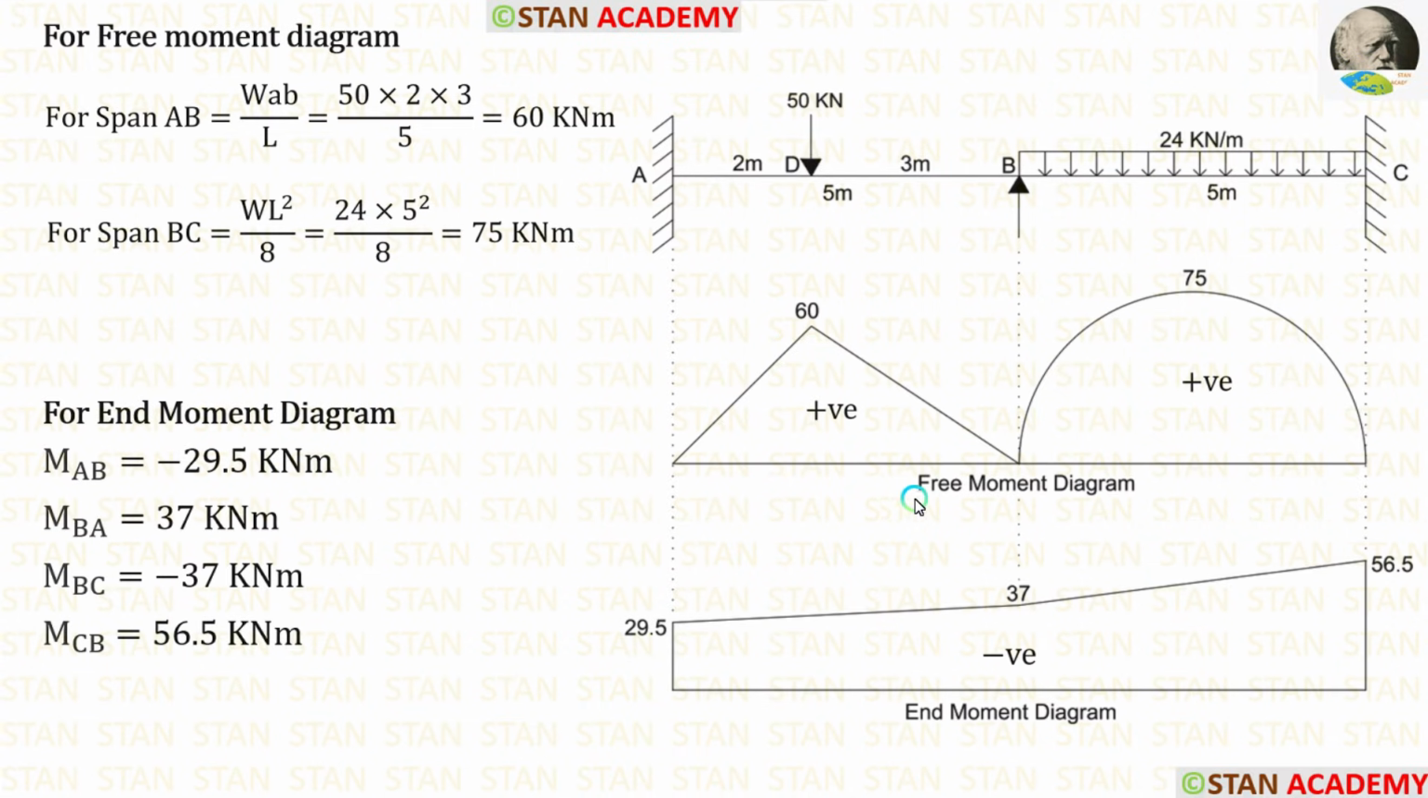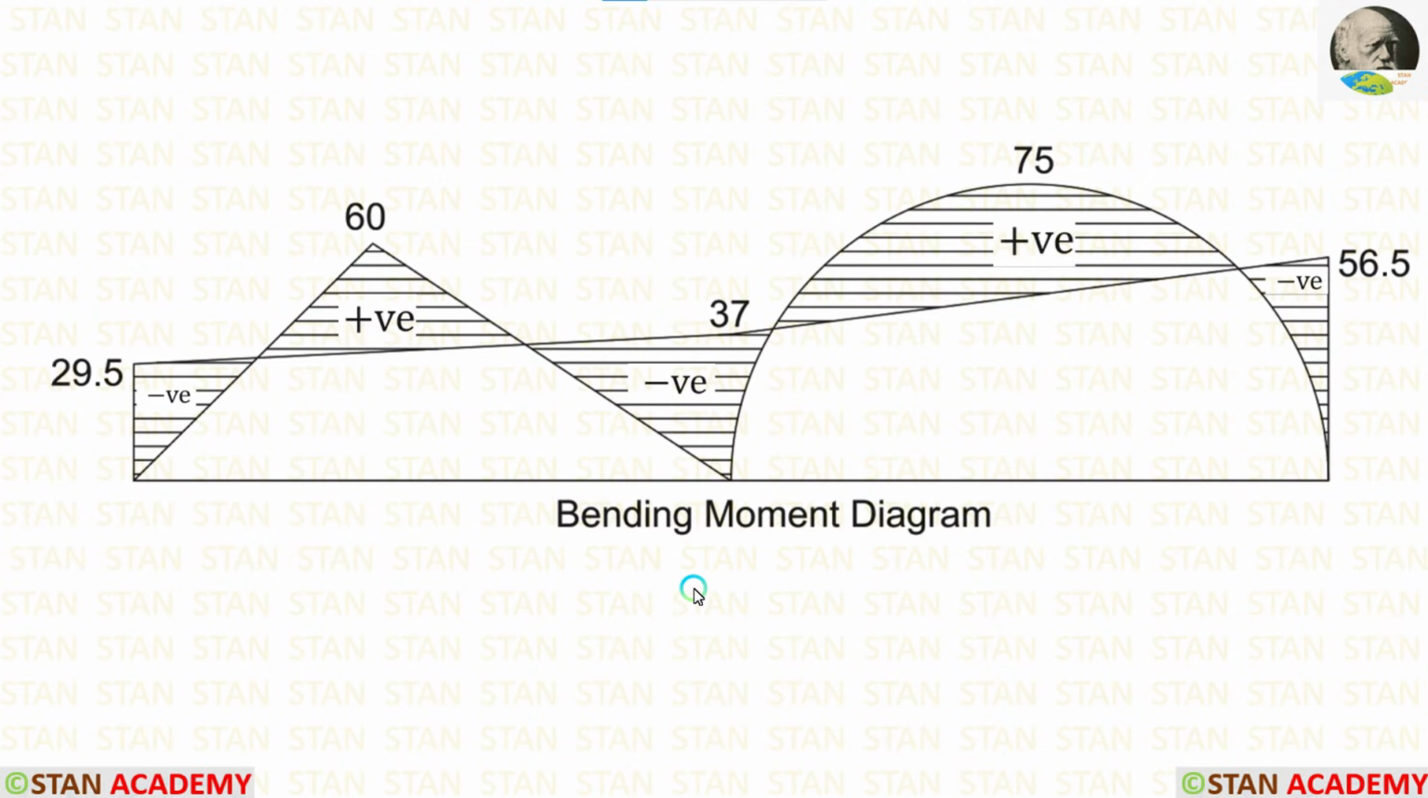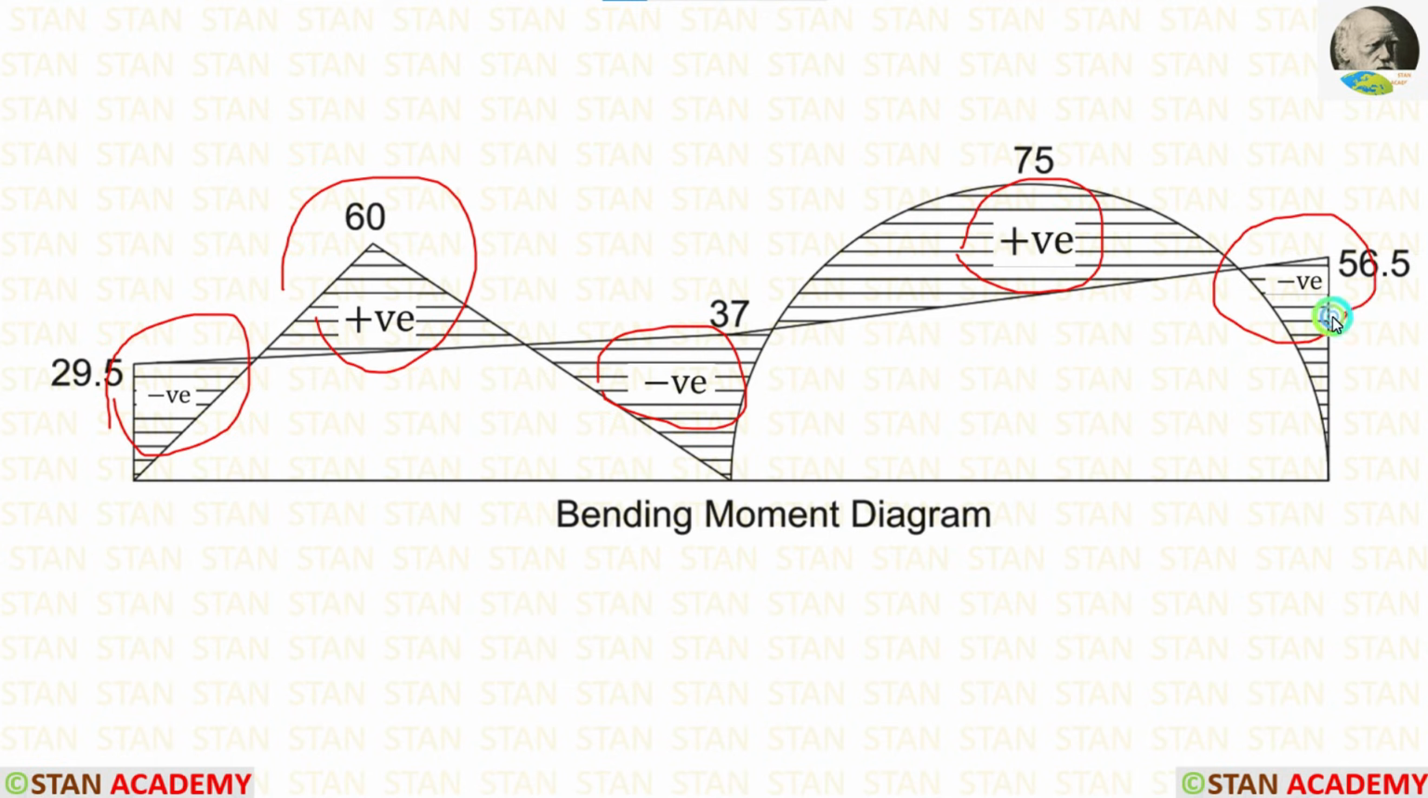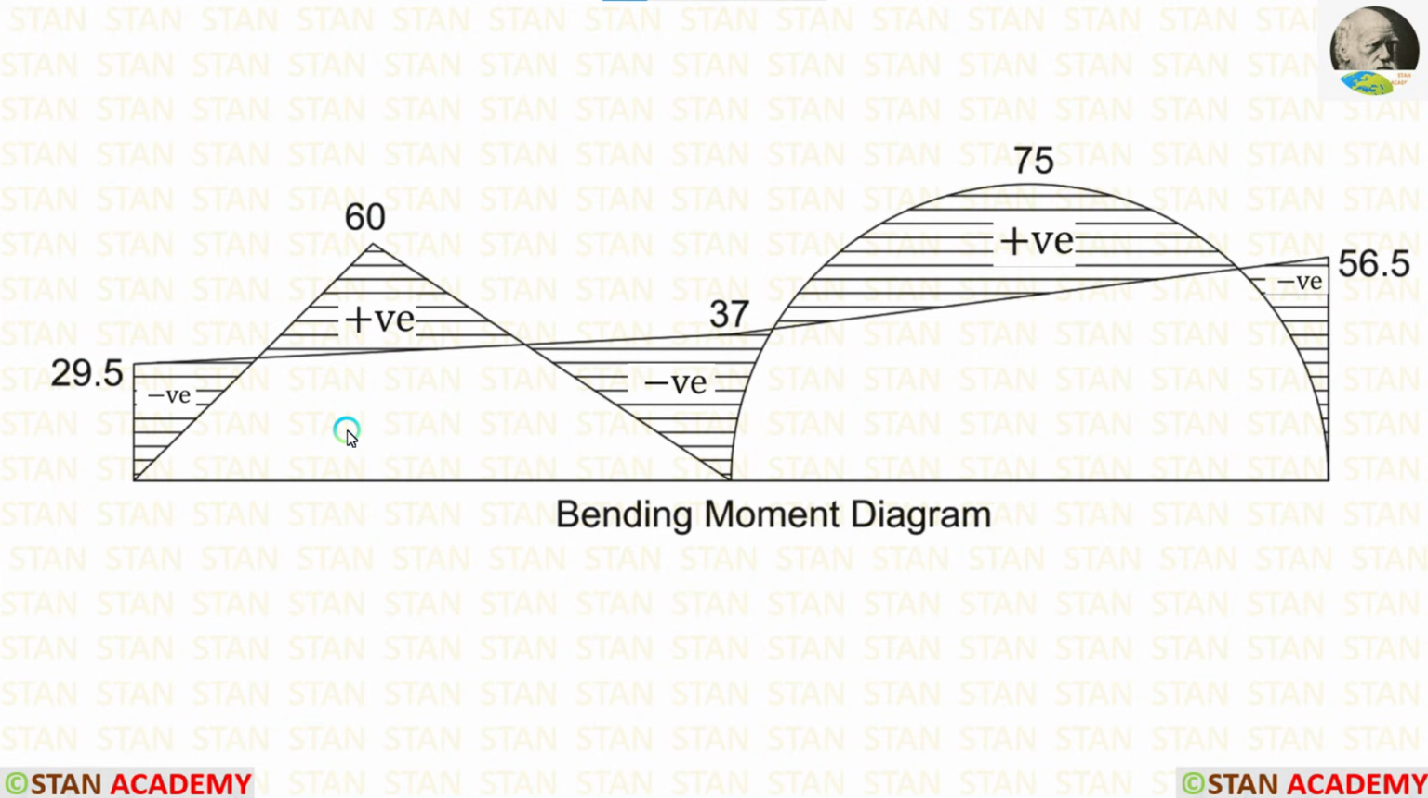Now, let us combine the free moment diagram and end moment diagram. You can see that I have combined both of the diagrams. Wherever they are acting alone without mingling with one another, we have to mark the values with the sign. Here the end moment diagram is coming alone. Here the free moment diagram, then end moment diagram, then free moment diagram, finally the end moment diagram. Wherever they are together, we are not marking anything. We just keep the space empty.